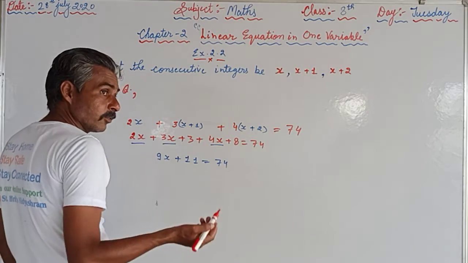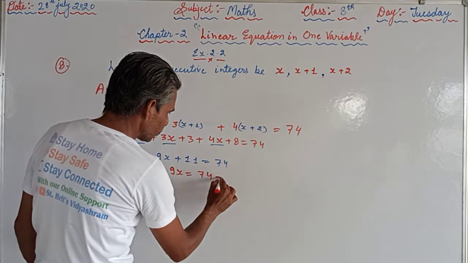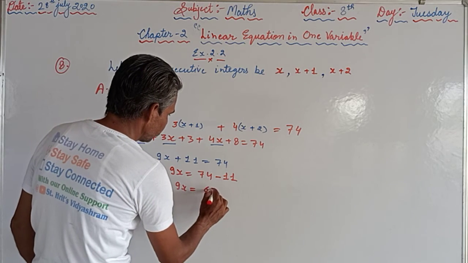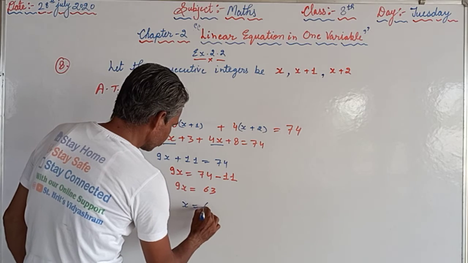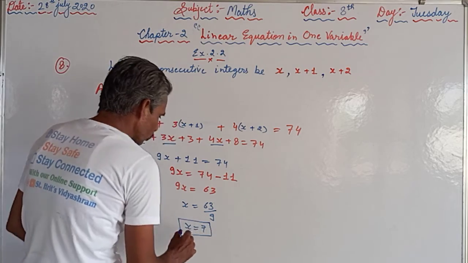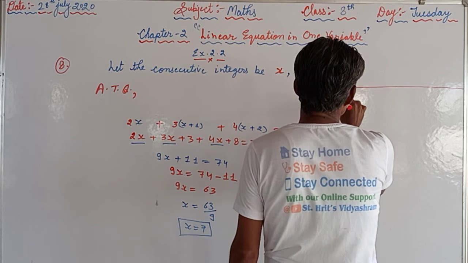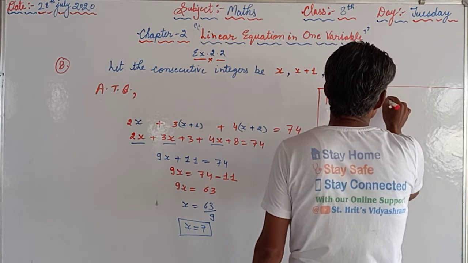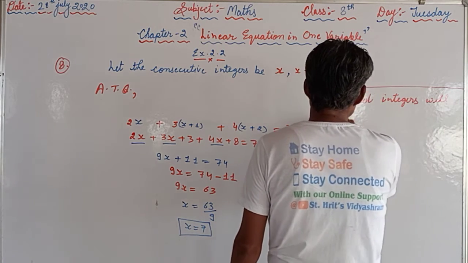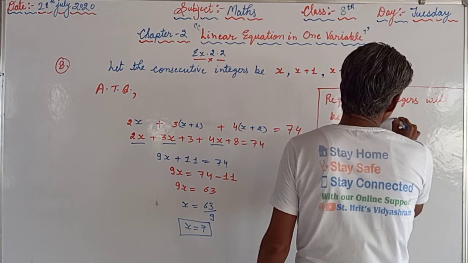So how? By the method of transposition. So 9x is equal to 74 minus 11. Now we will get 9x is equal to 63, and from here we will get x is equal to 63 upon 9, and x is equal to 7. So the required integers will be: first integer is 7, second will be 7 plus 1, which is 8, and then 9.